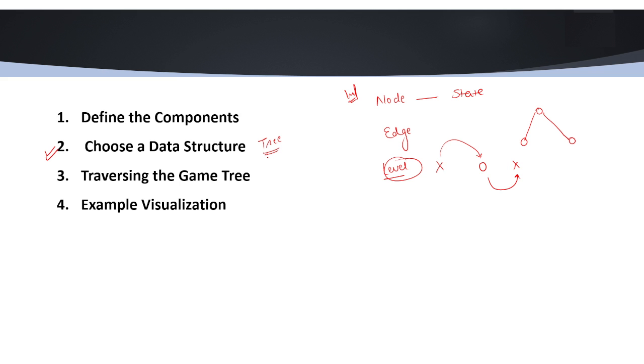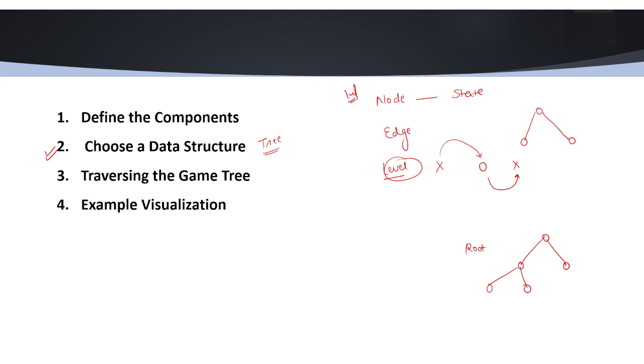The game tree is often represented as a hierarchical structure where the root node is the initial game state. Its child nodes represent a state resulting from a move. These are the leaf nodes. They represent terminal states, that is win, lose and draw. So there are three states with the help of which we represent the data structure.